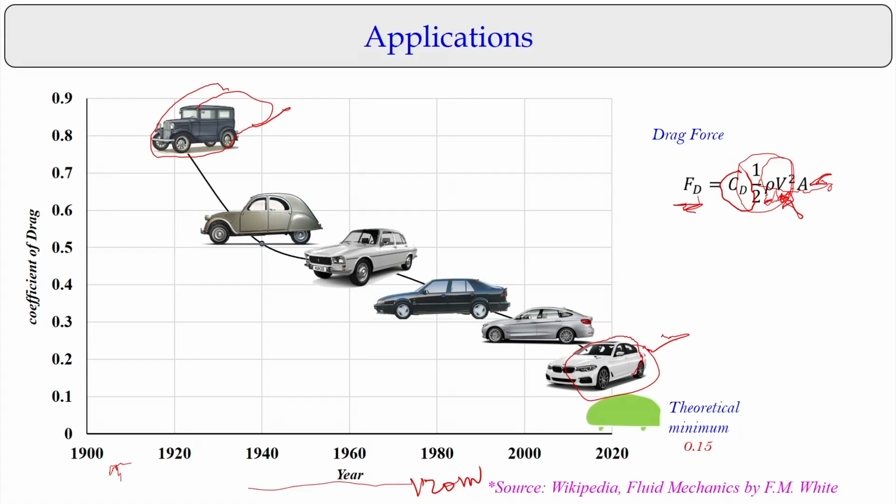The evaluations happen from CD equal to 0.8 to 0.15, because of a series of experiments done for the automobile sectors to find out what could be the best shape of the cars, so that the coefficient of drag should be minimum, or should come closer to the theoretical minimum value of 0.15.